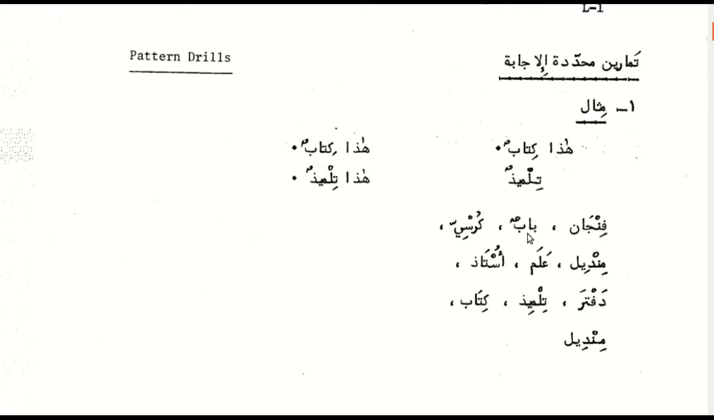Bab means door. So you make a sentence hada babun. Kursi, hada kursiyun. Mindil, hada mindilun. Mindil means handkerchief. Alam, hada alamun. Alam means flag. Ustad, hada ustadun. Daftar, hada daftarun. Tilmiz, hada tilmizun. Tilmiz means student.